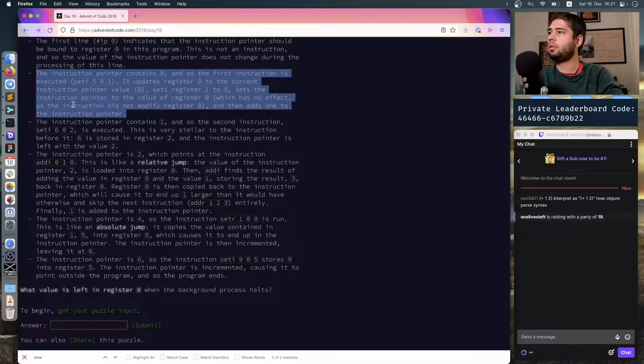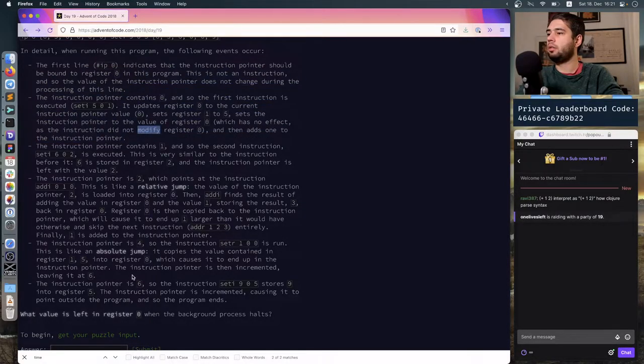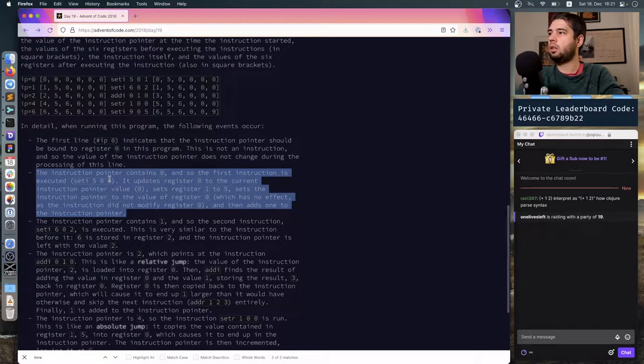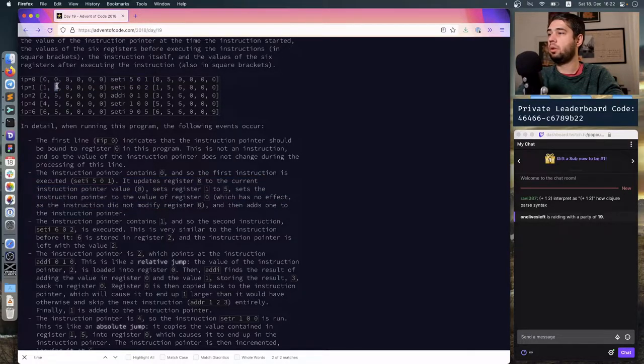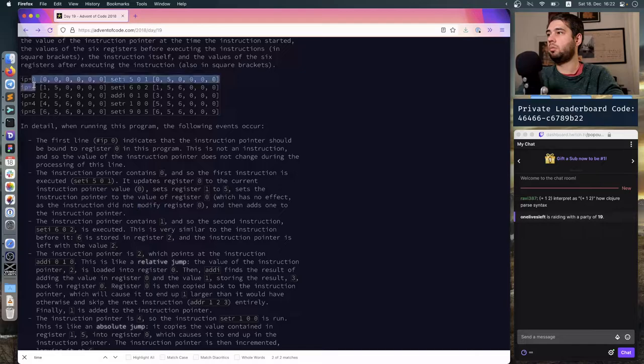The first instruction sets the instruction pointer binding. This is not an instruction, so the instruction pointer doesn't change during the processing of this line. Okay, but who cares, right? The instruction pointer contains zero, and so the first instruction executed sets register 0 to the current instruction pointer value, 0, and sets register 1 to 5. Then the instruction pointer is set to the value of register 0, which has no effect as the instruction did not modify it. And then it's 1, then the instruction pointer contains 2. This is like a relative jump.